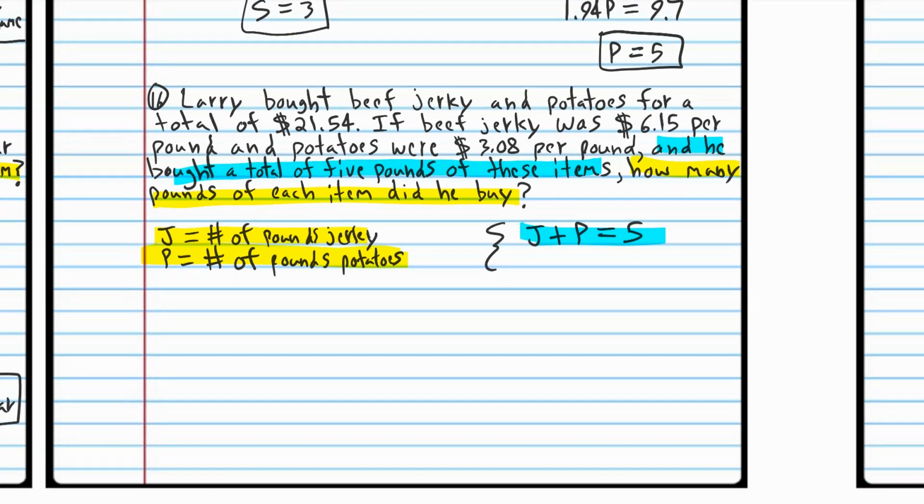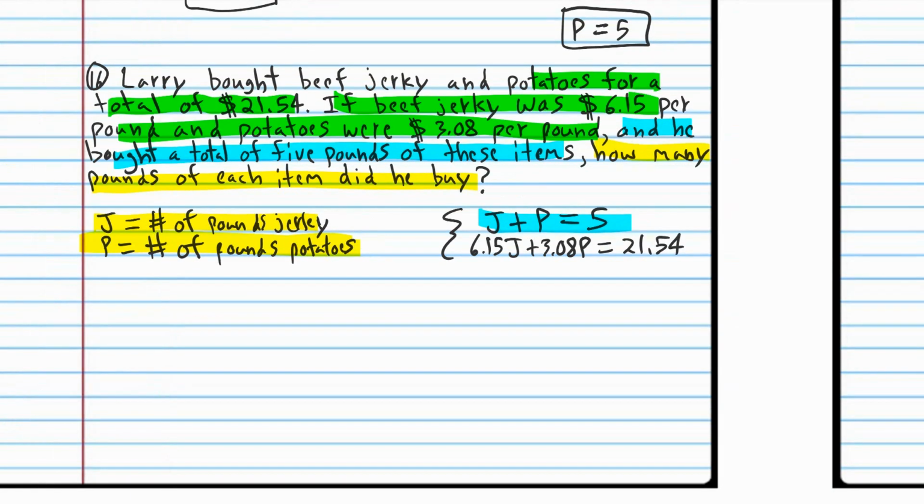And beef jerky was $6.15 per pound, and potatoes were $3.08 per pound, totaling $21.54. All right, so we can eliminate P or J. So I'm going to eliminate P, so I'm going to multiply the top equation by negative 3.08. And again, you can use a calculator.